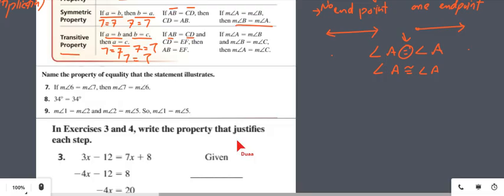34 degrees is equal to 34 degrees. Which property is this? Reflexive property, real numbers. No, 34 is a real number. 34 degrees is not a real number. Okay, so it would be angle measures, the reflexive property of angle measures. Okay. What about question number 9?